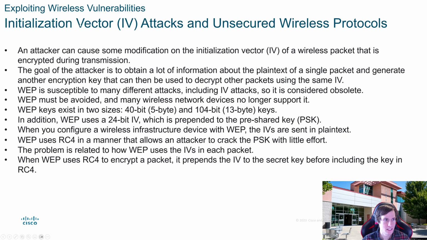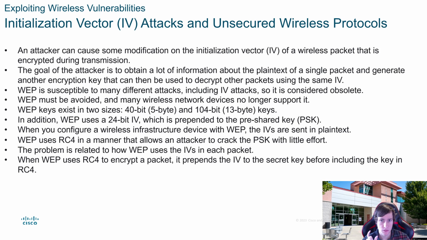So, initialization vector, or IV, attacks and unsecured wireless protocols. An attacker can cause some modification on the initialization vector, I'm just going to say IV, because that's quite a mouthful, of a wireless packet that is encrypted during transmission. This one's a little more technical, similar to some of the other attacks, so just try to stay with me here. The goal is to obtain a lot of information about the plain text of one packet.